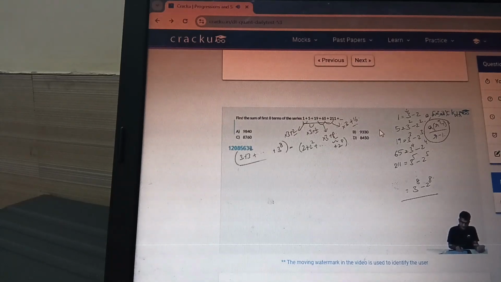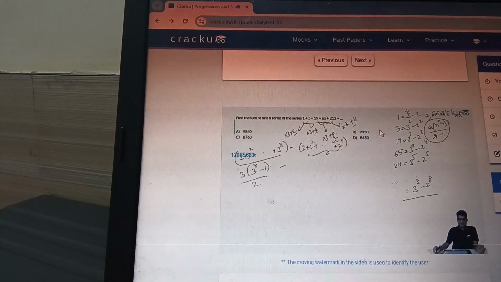So in this particular case, what is the sum of the geometric progression 3, 3 square, dot dot dot till 3 to the power 8? This will be the first term, which is 3, into the common ratio, which is also equal to 3, raised to the power of n, which is 8, minus 1, divided by R minus 1. The common ratio is 3, so this is 3 minus 1, which is 2. Minus, what is the sum of the second geometric progression? The first term is 2 into R to the power n, that is 2 to the power 8 minus 1 divided by 2 minus 1, which is equal to 1.